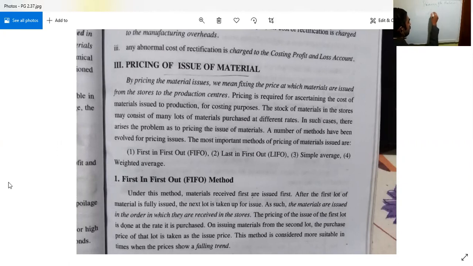One is FIFO method. That is first come, first serve. First in, first out. First coming item should be served first. That is the FIFO method. Second is LIFO method. That is last in, first out. Last coming is to be used first. That is the LIFO method. Third is simple average. And fourth is the weighted average.